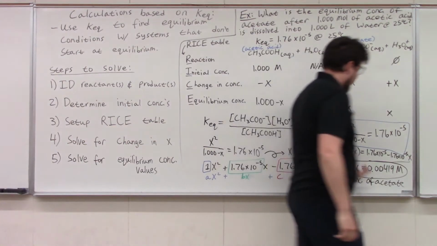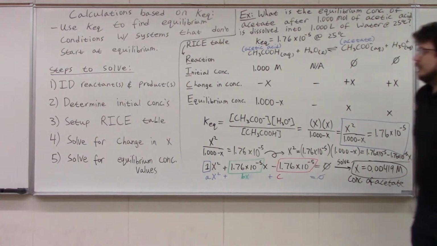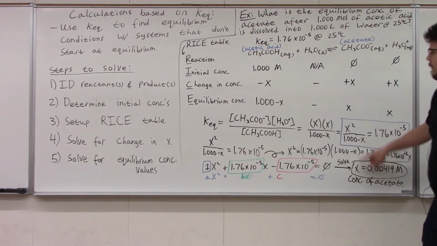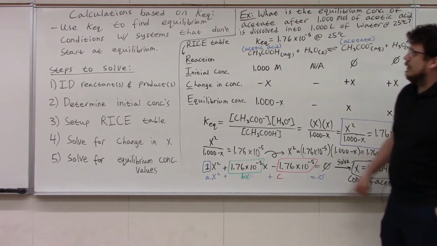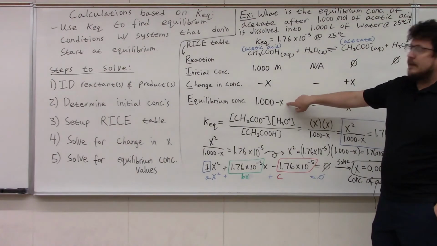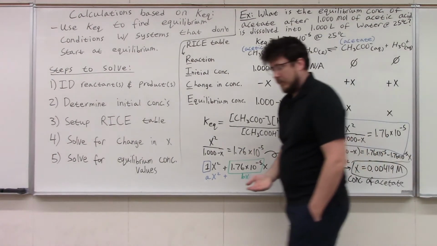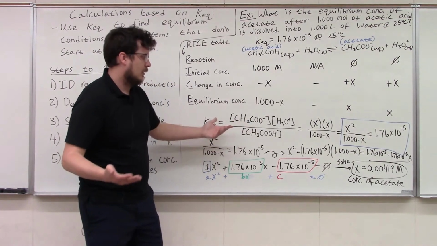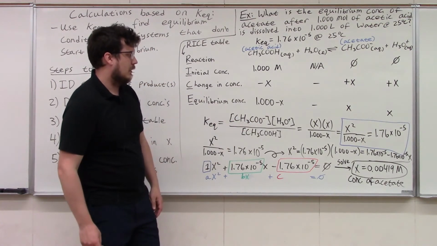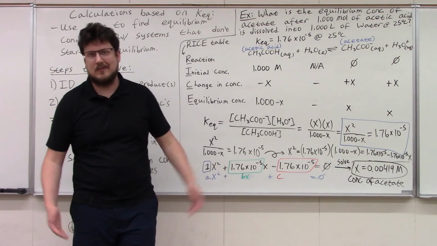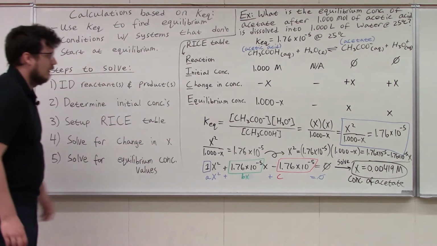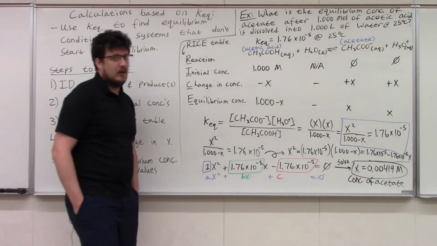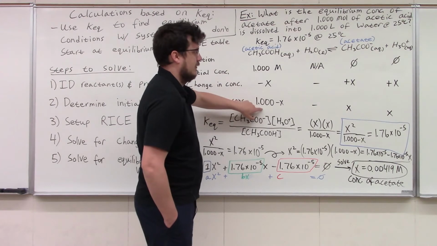All right. So we just solve for our change in x, and then to solve for equilibrium concentration values, I got to go back up here, and it just turns out it's x. Now, if I need to know my equilibrium concentration of acetic acid, then I would have to go 1 minus x, which should get me like 0.996, something like that. So I'd have to do another step there. I'd do a little bit of math instead of just being like, oh, x is the answer. It's not always. It wouldn't be the answer here because it's not x.